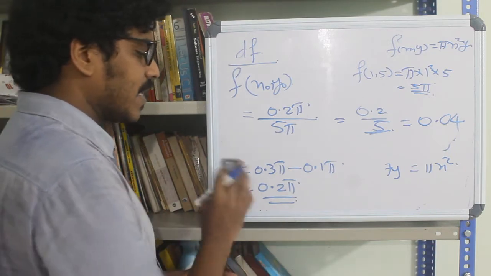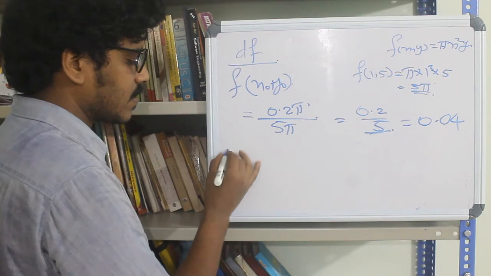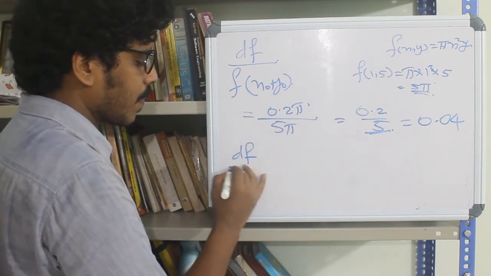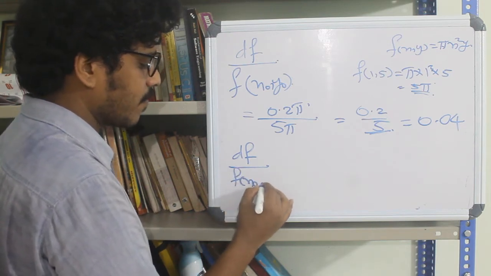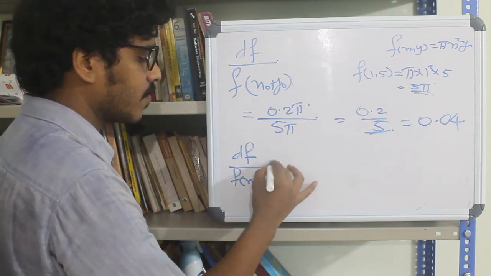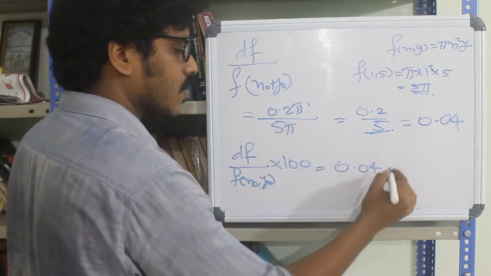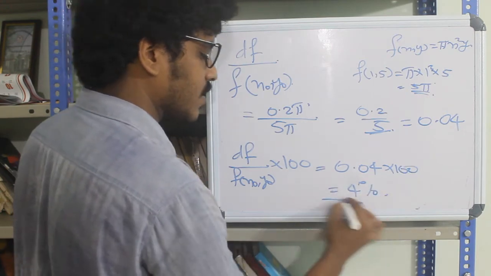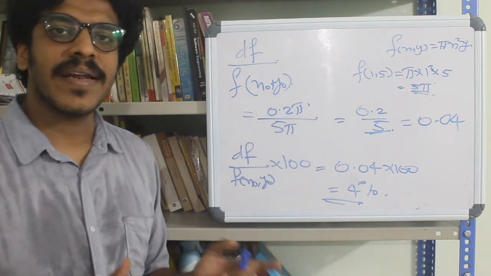So what is the percentage error then? Percentage error can be found by multiplying the relative change, df by f of (x0, y0), by 100, which is 0.04 into 100, which is equal to 4%. Okay, so what does this mean?